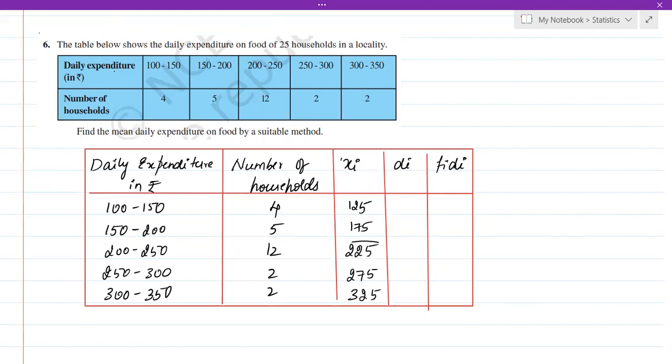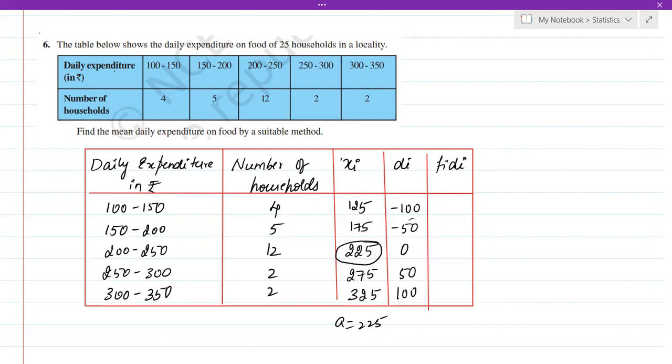Now the assumed value will be 225. That is the middle value, isn't it? So A will be 225. Let's find di. So you have to just subtract it. 125 minus 225 is minus 100. Then you get minus 50, because minus 175 minus 225 gives you minus 50. Here it is 0, here it is 50, and here it is 100.